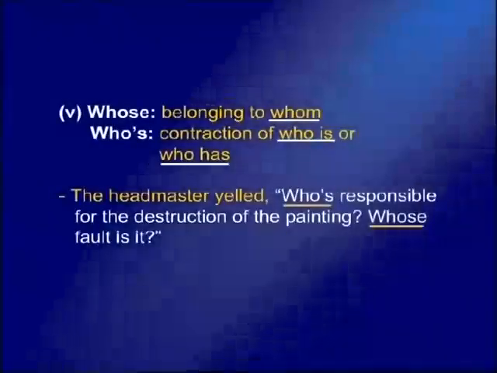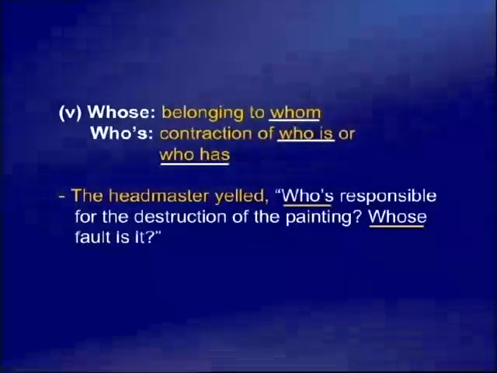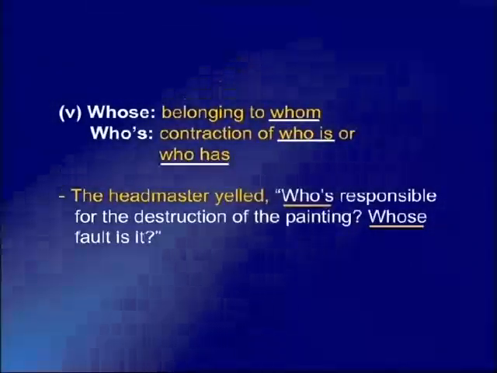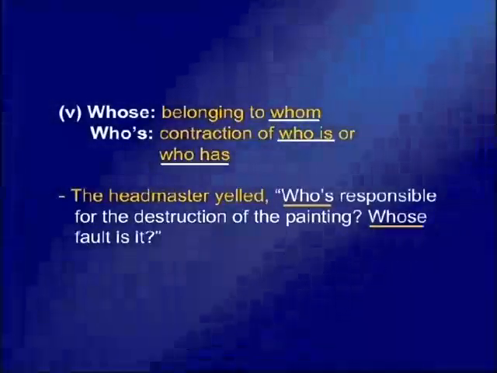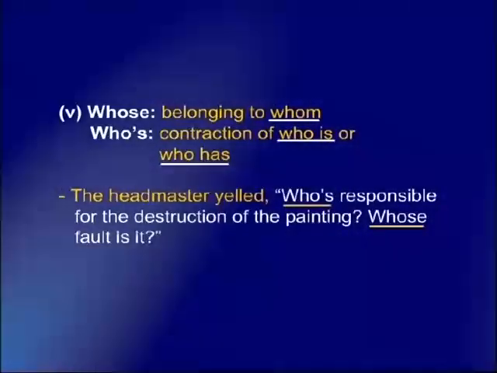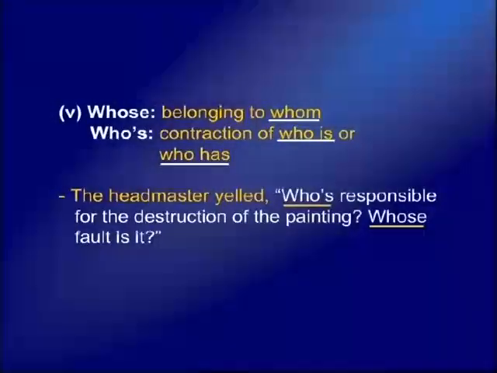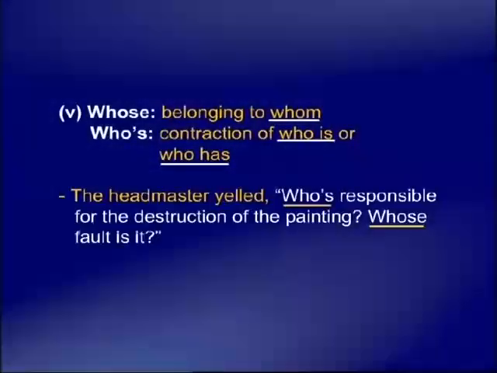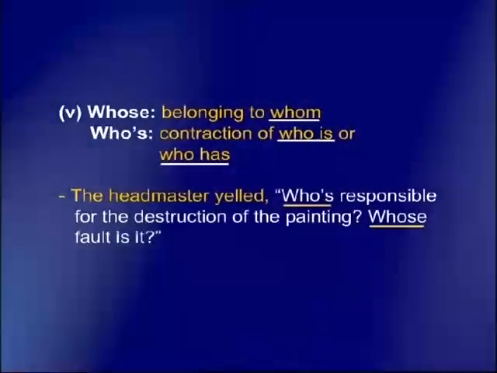And these are the words whose, W-H-O-S-E, meaning belonging to whom. And the other one is who's, W-H-O apostrophe S, which is a contraction of the words who is or who has. Example, the headmaster yelled, who's responsible for the destruction of the painting? Whose fault is it? The first who's is W-H-O apostrophe S. Who is responsible for the destruction of the painting?